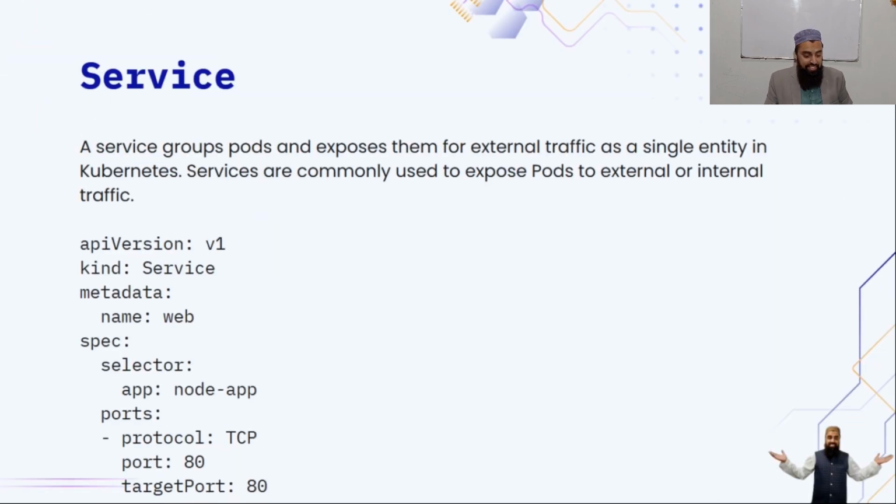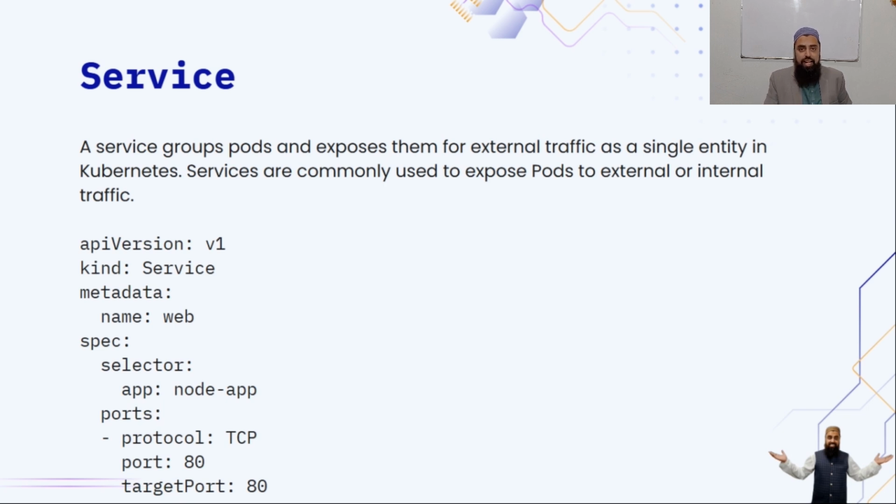And number 6 is service. A service groups pods and exposes them for external traffic as a single entity. In Kubernetes, services are commonly used to expose pods to external or internal traffic. That is the proper definition of a service.